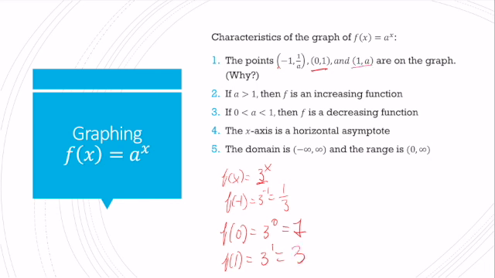If a is greater than 1, then I have an increasing function. If a is a fraction, then it's a decreasing function. It looks like this on my graph. If it's less than 1, it looks like this, as we saw in our example with 1/2. The x-axis is our horizontal asymptote. Our value can never be negative. The domain is negative infinity to infinity, and the range is 0 to positive infinity.